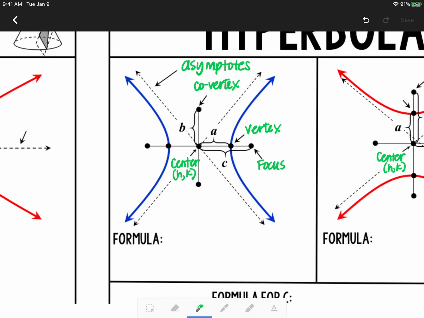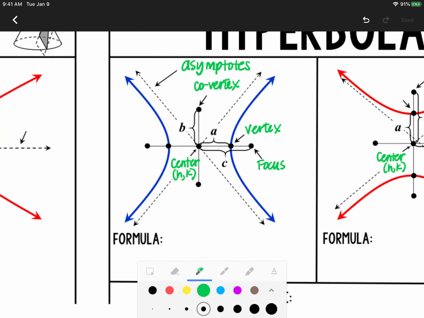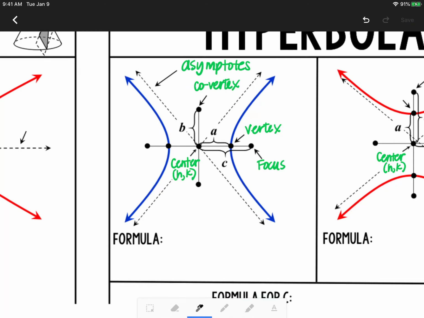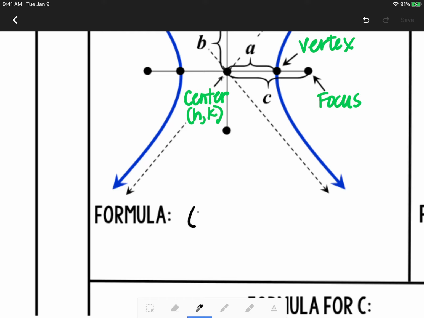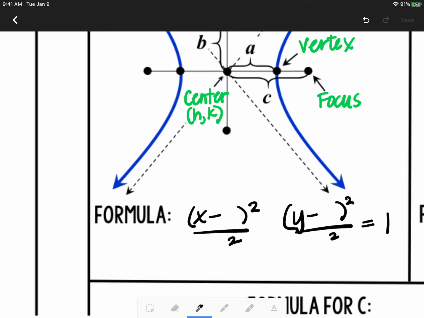So let's see if we can write out this formula. Believe it or not, it's the same exact pattern. We have x minus something squared over its radius, or that's extension from center. And we have y minus something squared over its radius, or whatever it extends out from center, equals 1. This looks very, very similar, but here's the main difference, guys. This is subtracted.